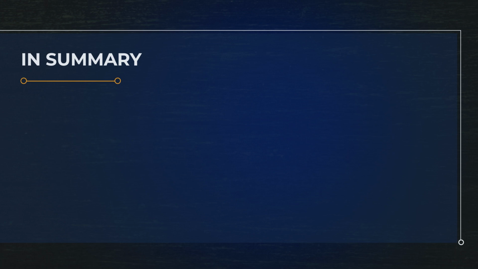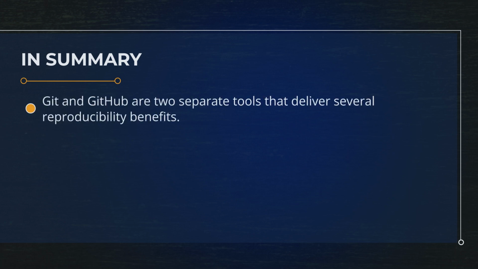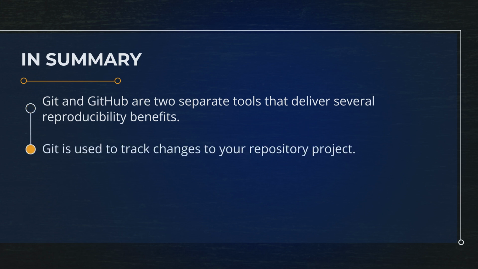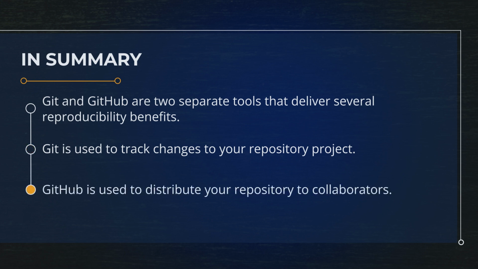In summary, Git and GitHub are two separate tools which, when adopted, deliver several reproducibility benefits. Git is the engine for tracking changes to your repository project. GitHub is a web host used for distributing repositories. These two tools afford a robust collaboration environment.